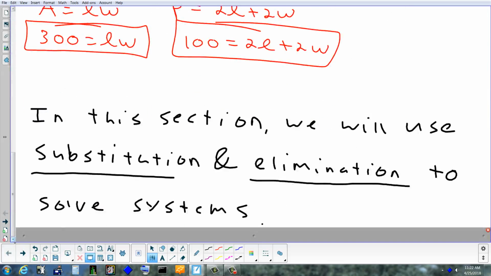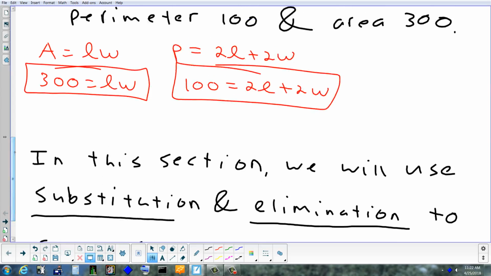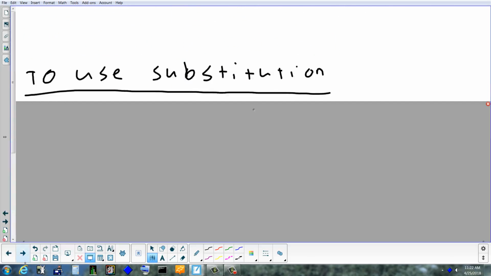All right, before I show you or describe what substitution is, anybody remember it from Algebra 1? Can you explain to me how substitution works? Yeah? You get one equation with the variable by itself and then plug it into the other equation. Yeah, so you're going to get the variable by itself in one equation and then plug that into the second equation. That's pretty much exactly what I'm going to write.